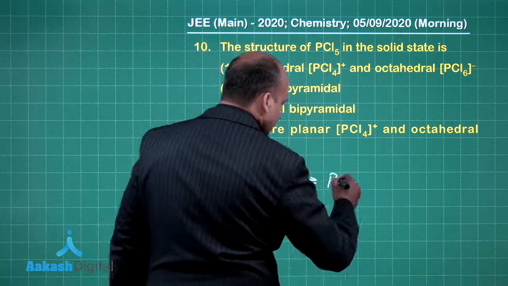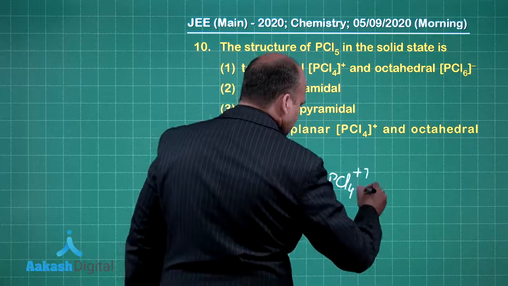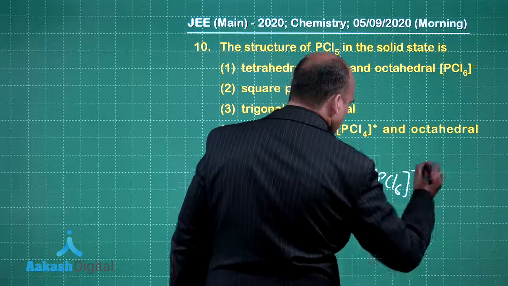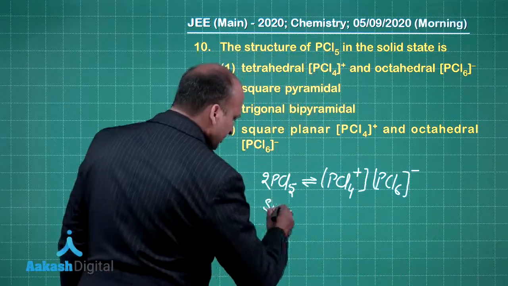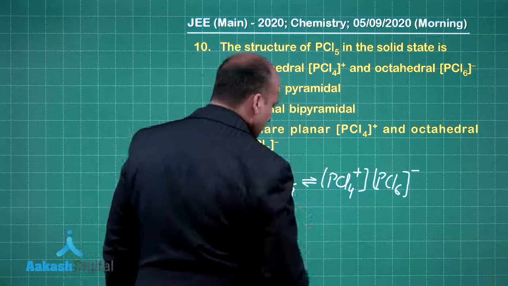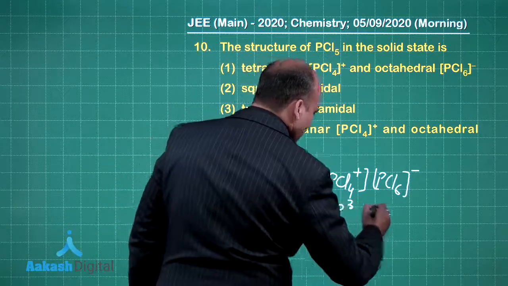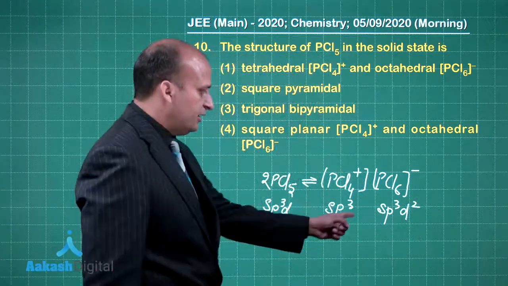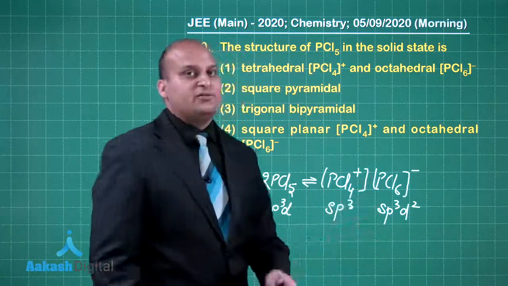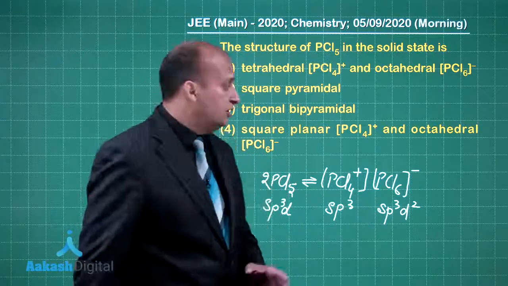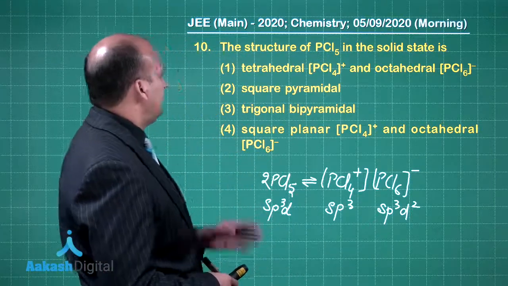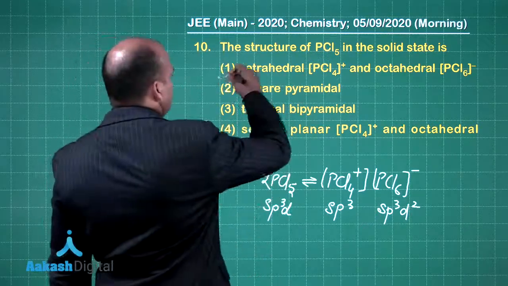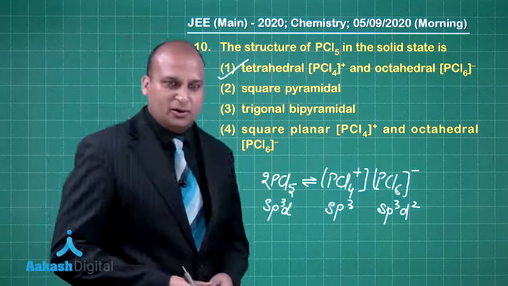exists as PCl4+ and PCl6-. See, this is sp3d hybridization, whereas this is sp3 and this is sp3d2. So, this is tetrahedral, this is octahedral, all the bonds are having the same bond strength, right. So, the correct answer would be that it is existing as tetrahedral PCl4+ and octahedral PCl6-. So, the correct option is option number 1, right.